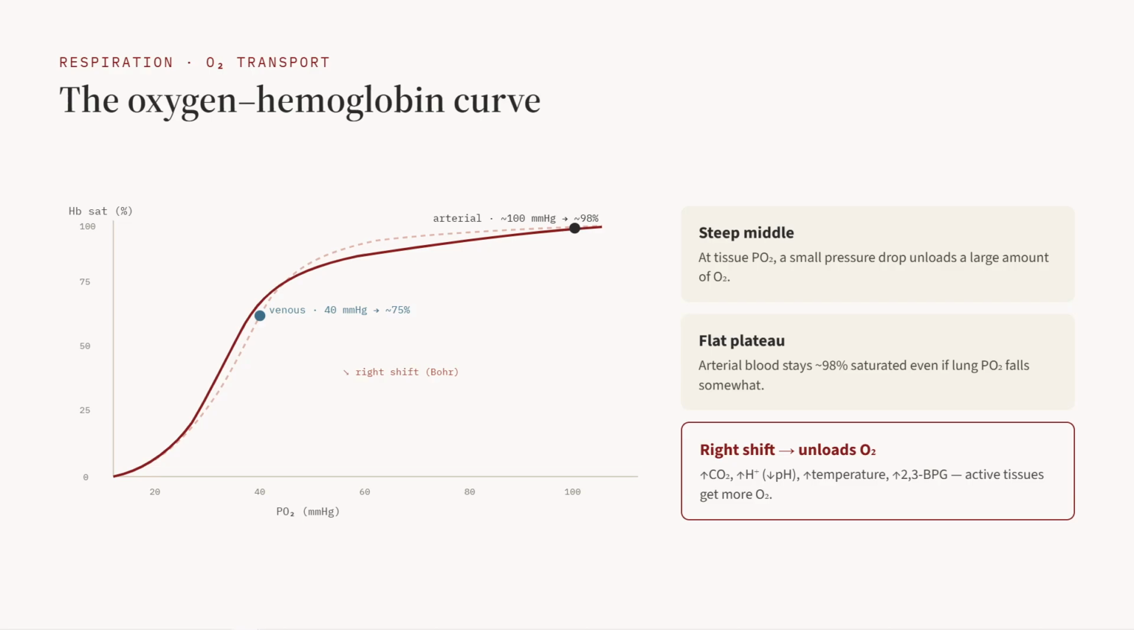A rightward shift caused by more carbon dioxide, more acid, higher temperature, or more BPG makes hemoglobin release oxygen more readily. That's the Bohr effect, and it's elegant. The most active, hardest working tissues automatically get the most oxygen.